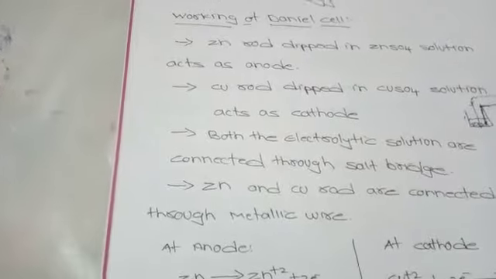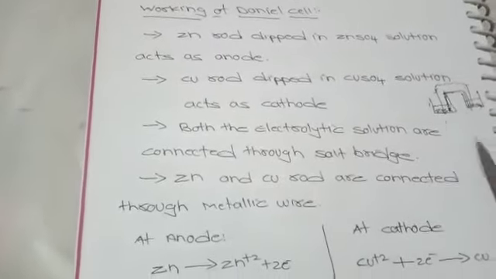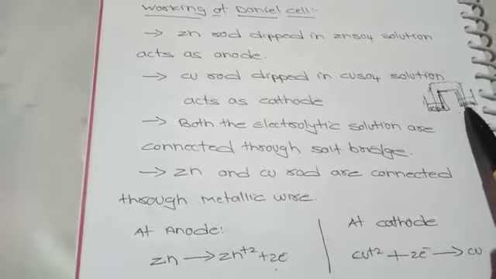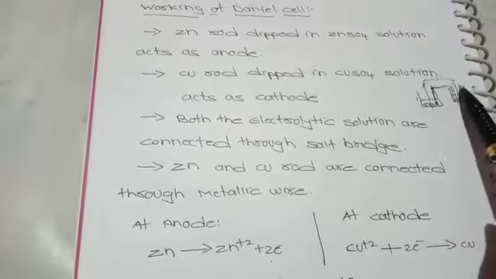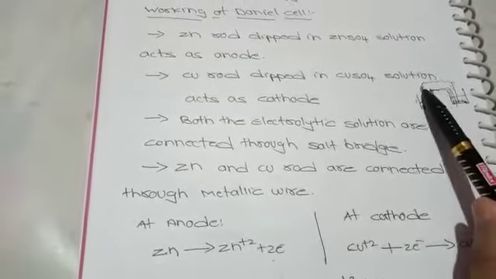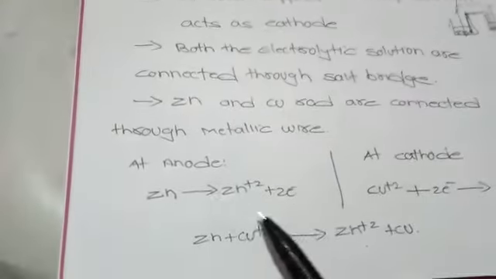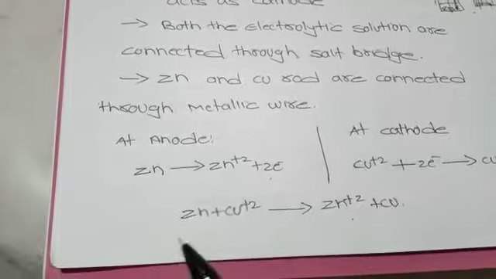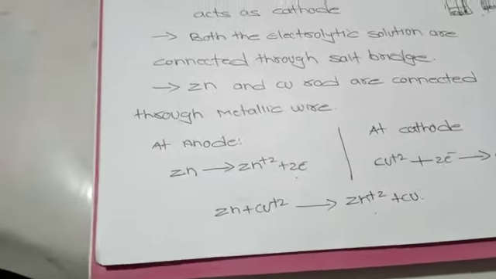Both these half cells are connected by means of the salt bridge, right? And both these electrodes, anode and cathode, are connected by means of a metallic wire, and these are the reactions which take place at the anode and the cathode. This is your overall reaction. The same reaction we can write in the form of this representation, right?